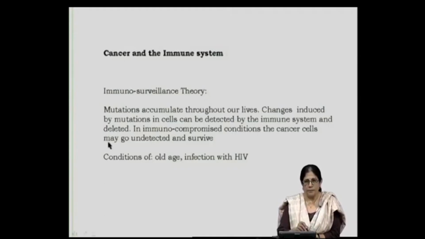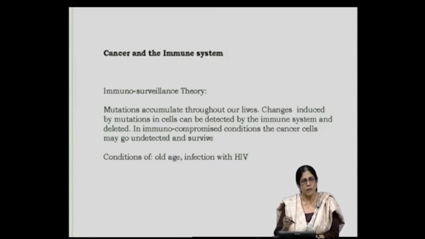Now, this can happen, that mutations accumulate throughout our lives. Of course, we know that cancer is not a disease which occurs because of one mutation, but because of accumulated mutations. So, one can ask a question: why would these accumulated mutations, which would reflect in drastic differences in the cells as compared to normal cells, which would be recognized as non-self, why then would there be no deletion of these cells?